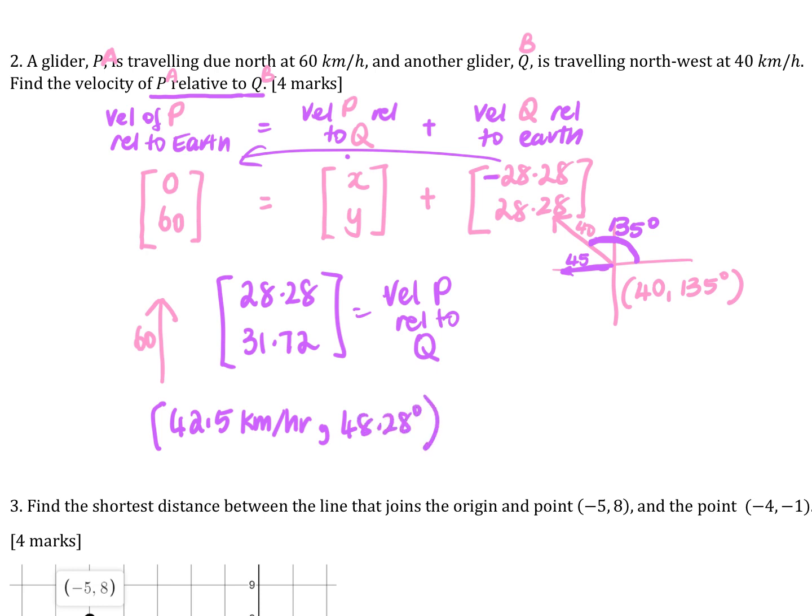Now, this is not my final answer. The question was given in north, south, east, and west, so I want to give back an answer like that. This angle here that I've got is the angle with the positive x-axis, 48 degrees here. Now, in north, south, east, west land, I could say that that is east 48.28 degrees north. That's not a really common way of doing it.